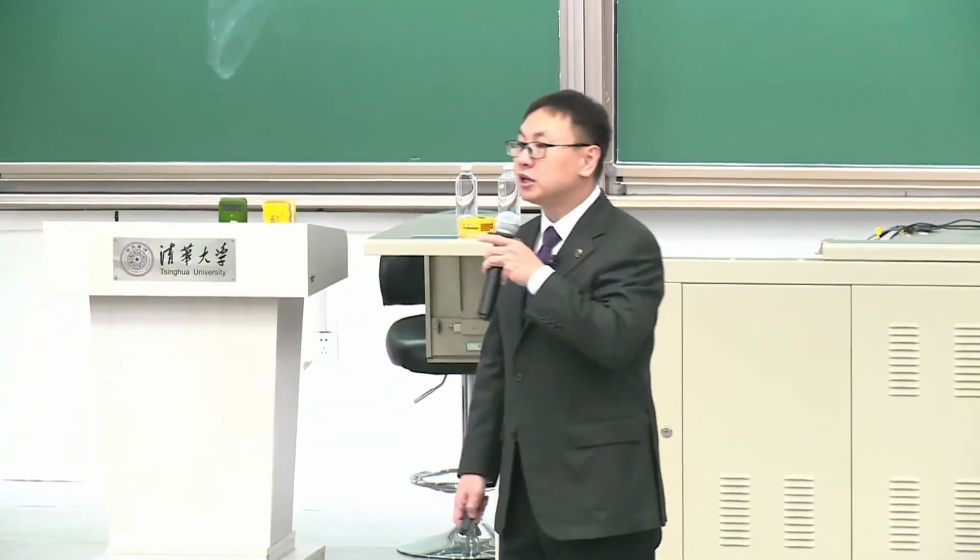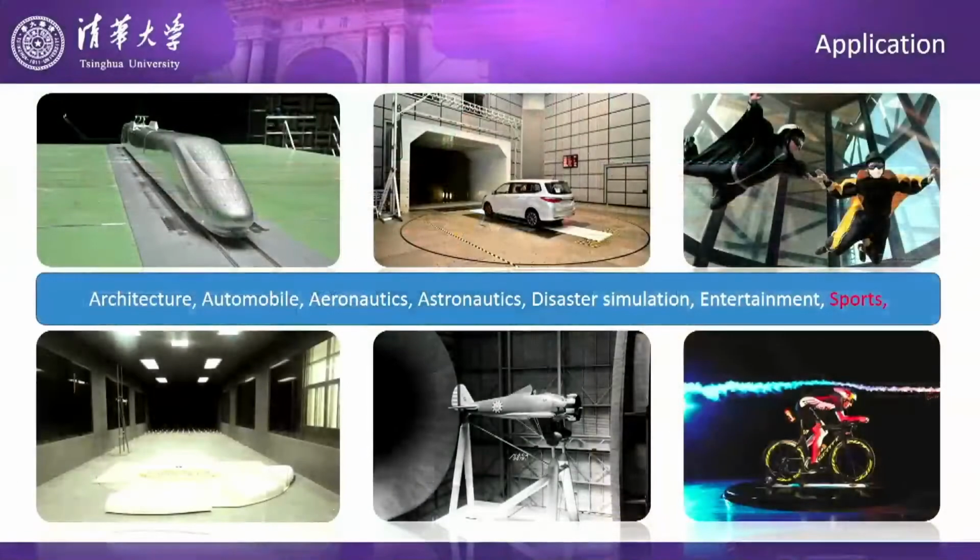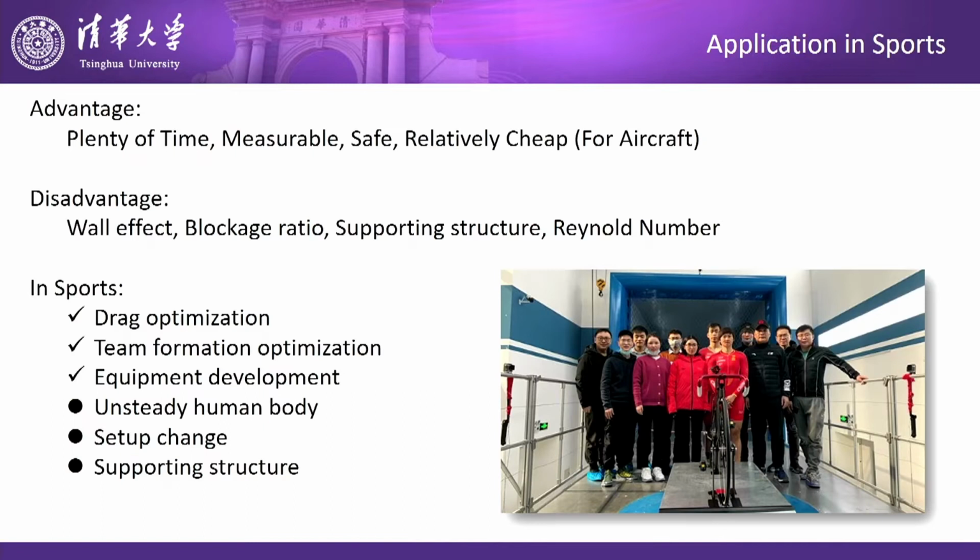Wind tunnels have been widely used in architecture, automobile, aeronautics, astronautics, disaster simulation, entertainment, and currently sports. The wind tunnel in sports has many advantages. We have plenty of time. If the athlete is on the field, maybe he runs really fast, we cannot do measurements or observe his gesture. So we have plenty of time in the wind tunnel. Also, the force is measurable, and for some sports, it's safe. We can see that later.